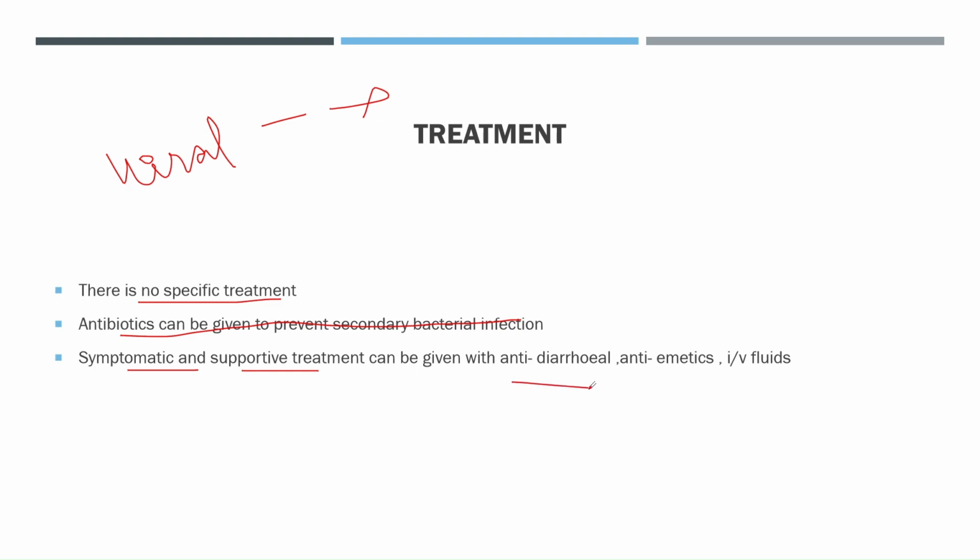Like if there is diarrhea, you can give antidiarrheal. If there is emesis, means vomit, you can give antiemetic. If there is loss of fluid due to these two, you can give IV fluids. So we will also discuss about which fluid is given where. We will discuss it later in medicine. So these all you can give. As there is bleeding, you can give hemostat.